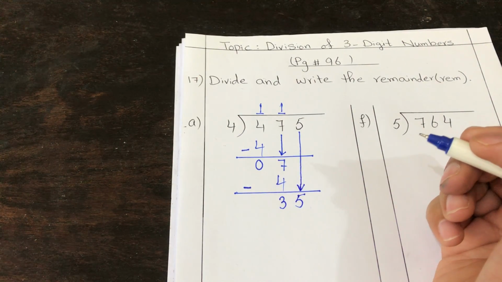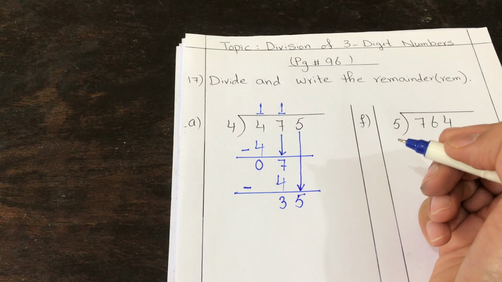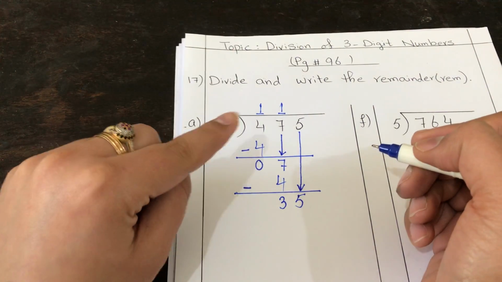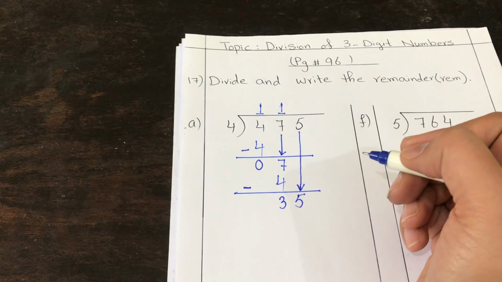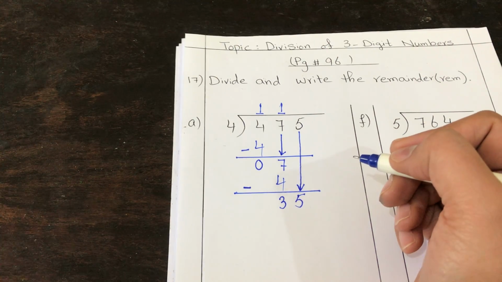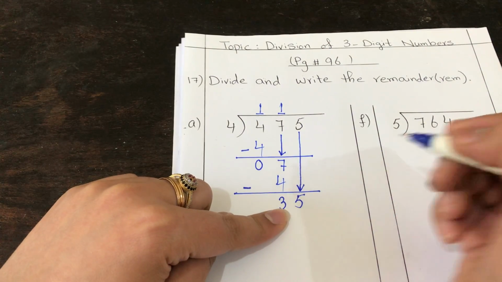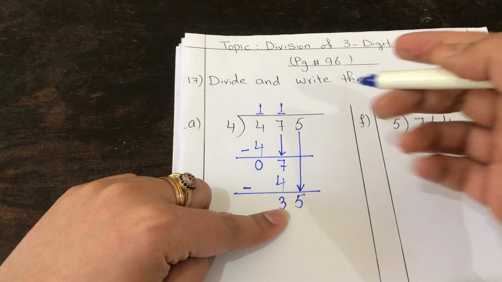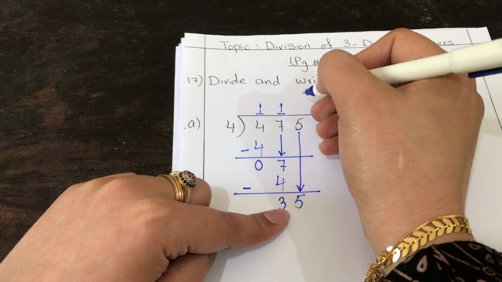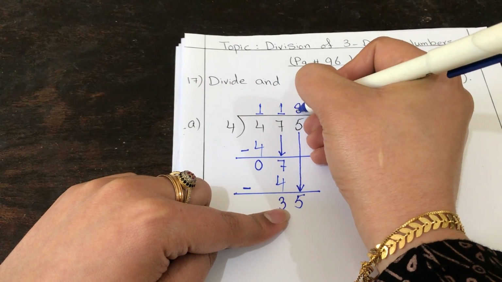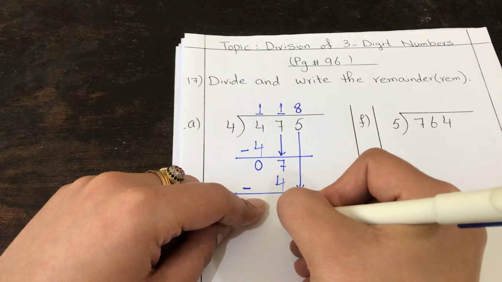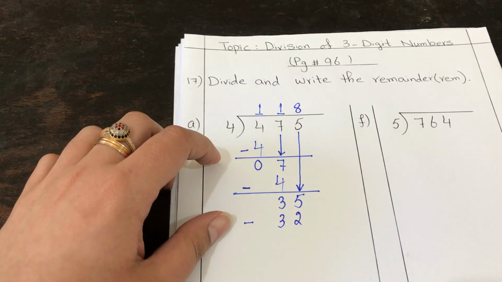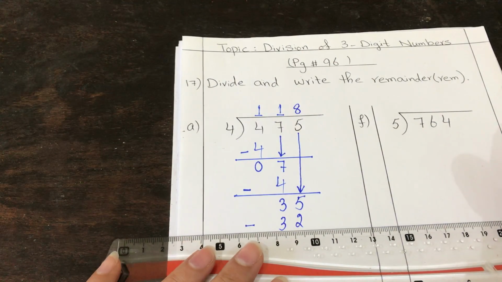Now 35, you all know 35 is not exactly divisible by 4, so you should find out a multiple of 4 that is closer and smaller than 35. So what would be that? Yes, if you know the table of 4, you can directly say 4 8s are 32, the multiple of 4 that is smaller and closer to 35, right?